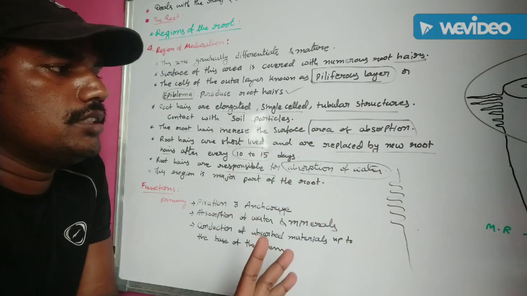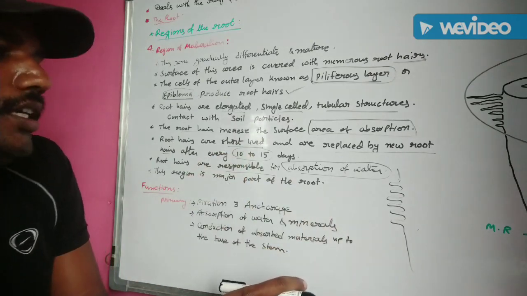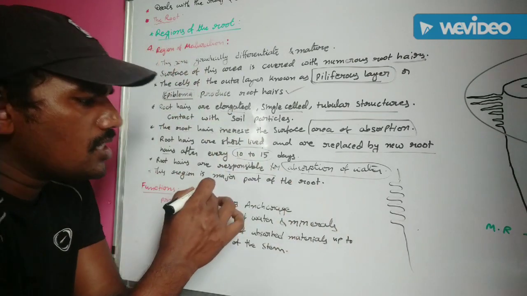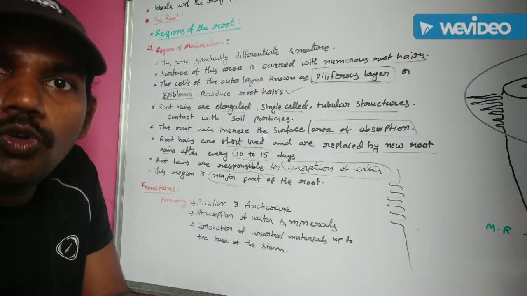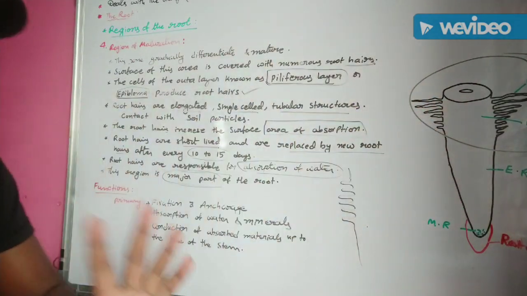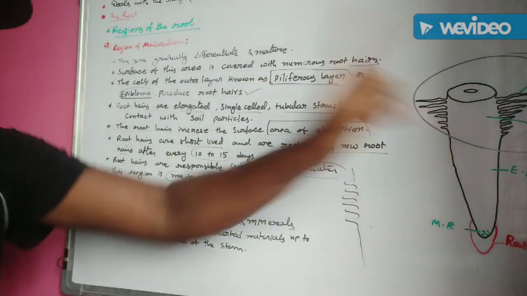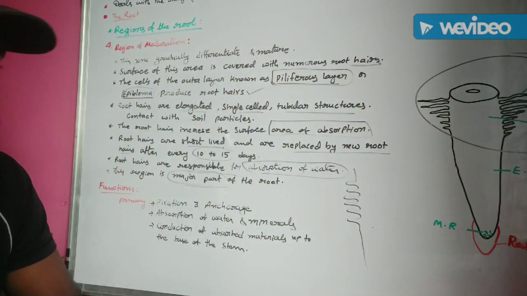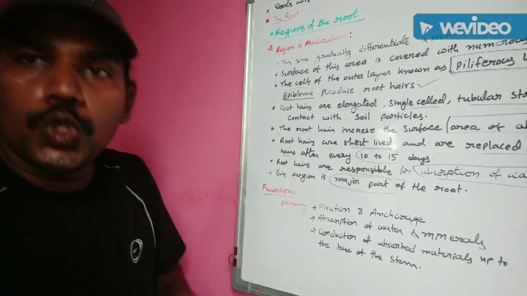Absorption of water is done by the root hairs. Because of this, the maturation region is the major part of the root. Which one is the major part of the root? The maturation region, because water absorption is done by this region because of the presence of root hairs. This one is the maturation region.